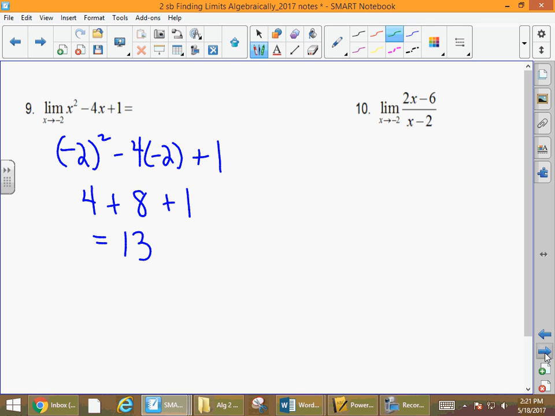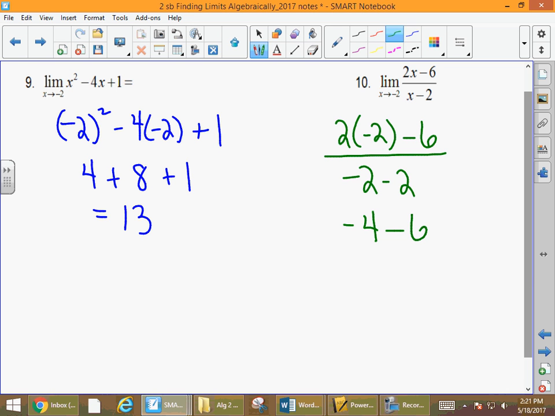Problem number 10, same kind of thing. Direct substitution. We're going to put the negative 2 in for every single x. So it's going to be 2 times negative 2 minus 6, divided by negative 2 minus 2. 2 times negative 2 is negative 4, minus 6, over negative 4. Well, negative 10 over negative 4. Again, you can type this in your calculator, but when we simplify that, we end up with 5 halves. Negative divided by negative is positive. 2 goes into 10 5 times, and 2 goes into 4 twice.